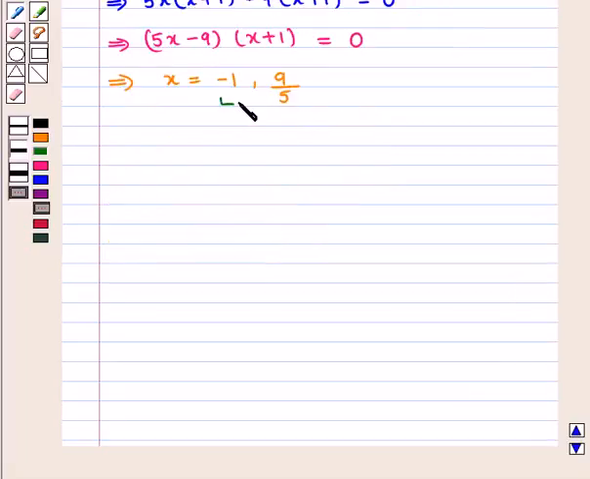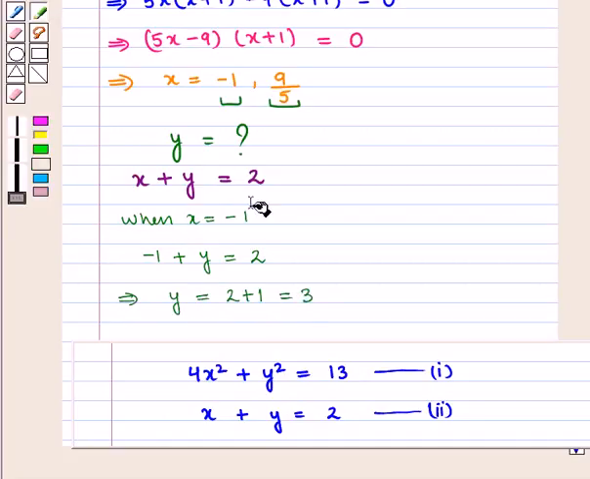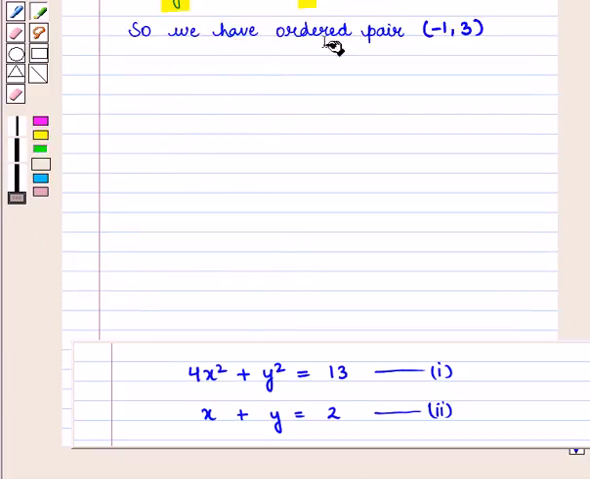So we have got two values of x, and now we obtain the corresponding values of y. For this, we put the value of x either in equation 1 or equation 2. Let us use equation 2 to obtain the value of y. When x is equal to minus 1, we have minus 1 plus y is equal to 2, which implies that y is equal to 2 plus 1, that is equal to 3. For x is equal to minus 1, y is equal to 3. So we have the ordered pair minus 1, 3.